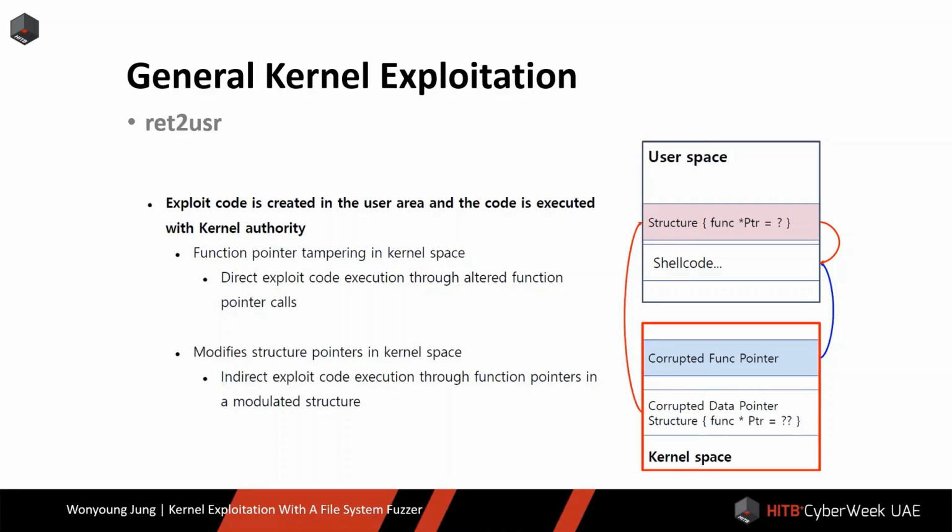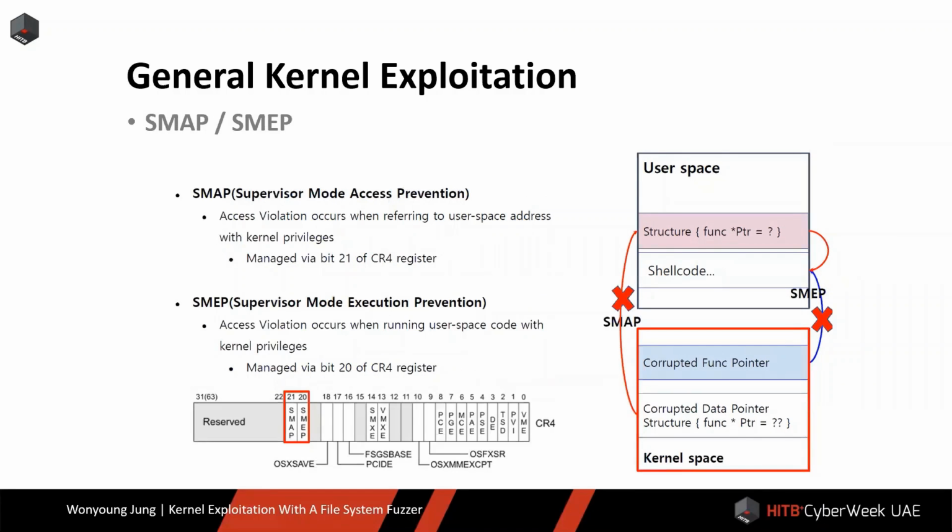If we overwrite the structure pointer referenced in the kernel routine, the attacker can write or call an arbitrary address using the kernel routine. So, to prevent these exploitation techniques, SMAP and SMEP mitigations are applied to the kernel. Firstly, SMAP mitigation protects the kernel from modifying structure pointers. If a structure pointer referenced by a kernel routine points to user memory space, it causes a page fault. Secondly, SMEP mitigation protects the kernel from modifying function pointers. If a function pointer called by a kernel routine points to user memory space, it causes a page fault.